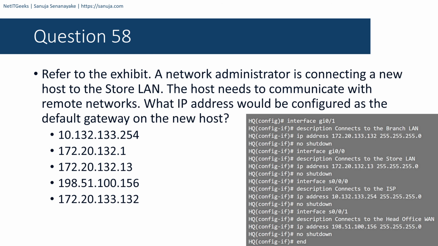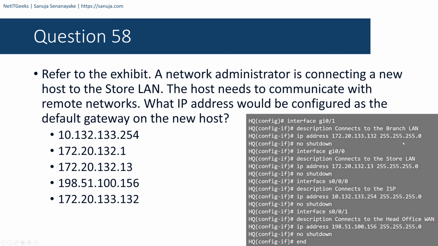Question number 58. Again, we are referring to an exhibit, which is a screenshot of a Cisco device configuration. On the bottom right hand corner, a network administrator is connecting a new host to a LAN called store LAN. The host needs to communicate with the remote, outside network. So what IP address needs to be configured as the default gateway of the host connecting to the store LAN? The default gateway has to be the IP address of that network port.